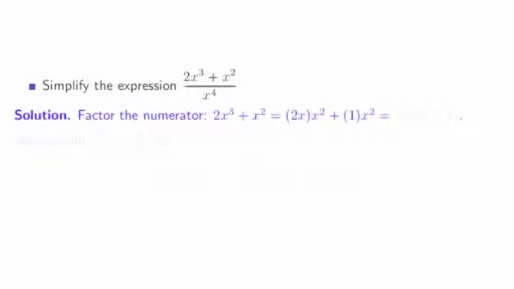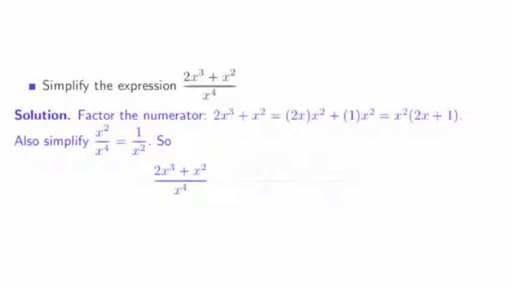Let's simplify this expression. 2x cubed plus x squared divided by x to the 4th. We'll factor the numerator, 2x cubed plus x squared. We'll pull out an x squared, noting that 2x cubed is 2x times x squared, and x squared is 1 times x squared, so that when we pull out the x squared, we're left with 2x plus 1. So we've rewritten the numerator this way. Notice also that x squared divided by x to the 4th is 1 over x squared. So once we factor out that x squared in the numerator, we will simplify x squared over x to the 4th as 1 over x squared. And so our answer is 2x plus 1 over x squared.